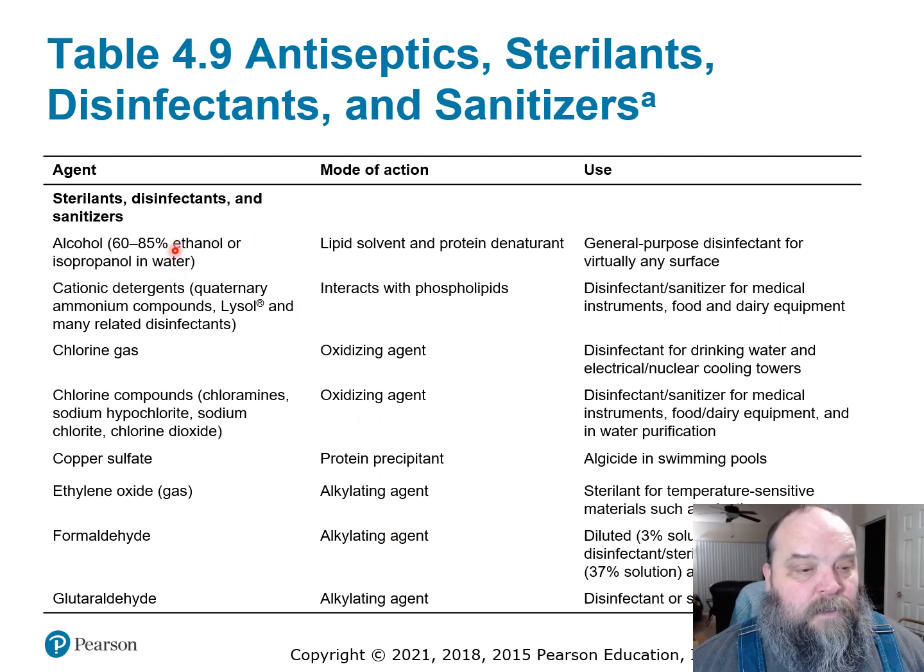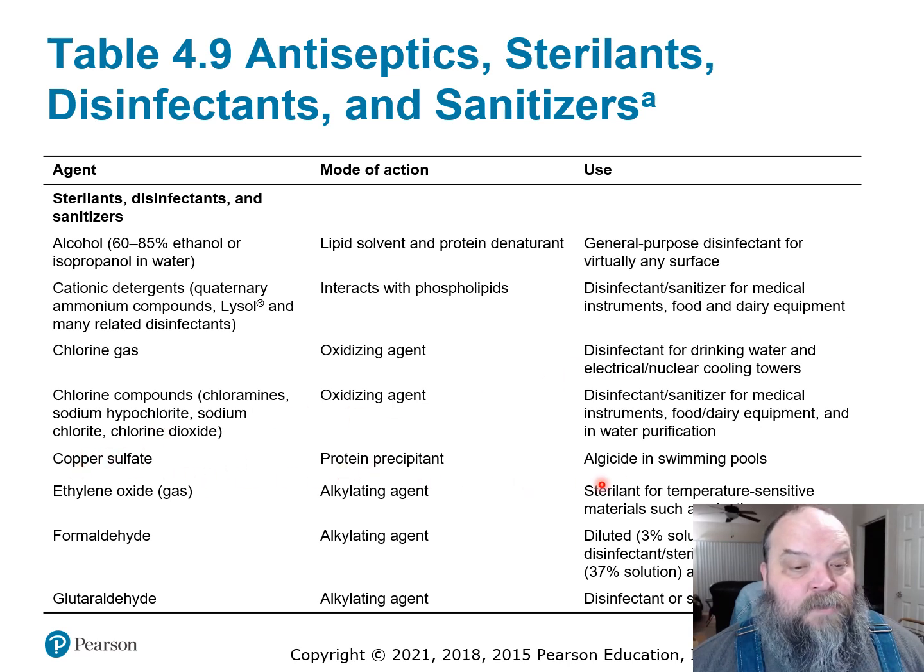Sterilants, disinfectants, alcohols, chlorine gas. Yeah, we use chlorine gas, the same stuff they used in World War I that they pumped into the trenches. We use it nowadays as a disinfectant for drinking water and in water treatment plants as we get it ready to go to municipal water systems. So we use chlorine or chlorine compounds. That's what's in pool water. That's why it smells, chlorine. Sodium hypochlorite, bleach.